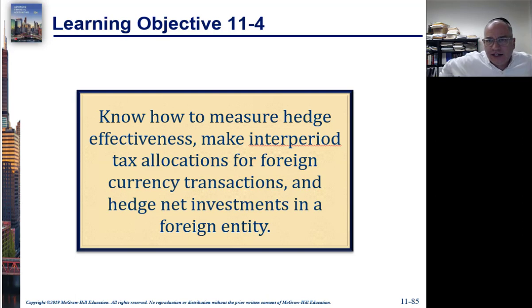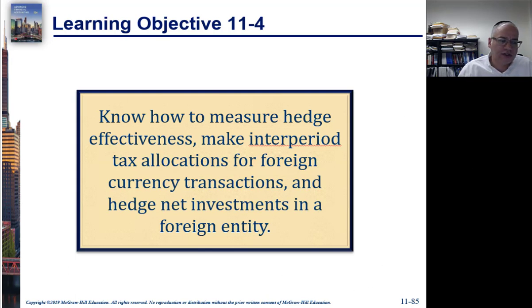And what I found is that, given my presentation and the amount of time that I have, I can't give you something comprehensive enough. So you should be able to work it out through homework, but I would not test you on journal entries for a cash flow hedge, and I'll just tell you that in advance. Learning Objective 11-4: how to measure hedge effectiveness, make interperiod tax allocations for foreign currency transactions, and hedge net investments in a foreign entity.